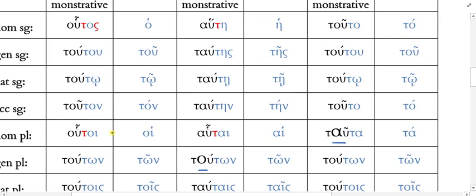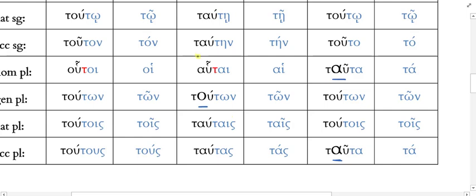Now, for the feminine form of the near demonstrative, let's read these. Haute, this, it's a feminine this; tautes, of this; taute, to this; tautain, this. And then feminine plural: hautai, these; toutōn, of these; tautais, to these; tautas, these. Our case endings are all very normal.